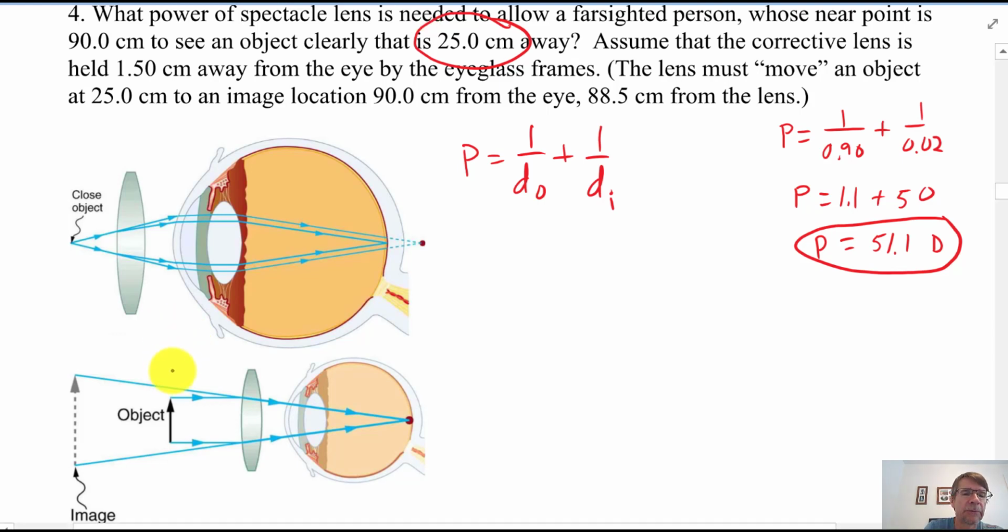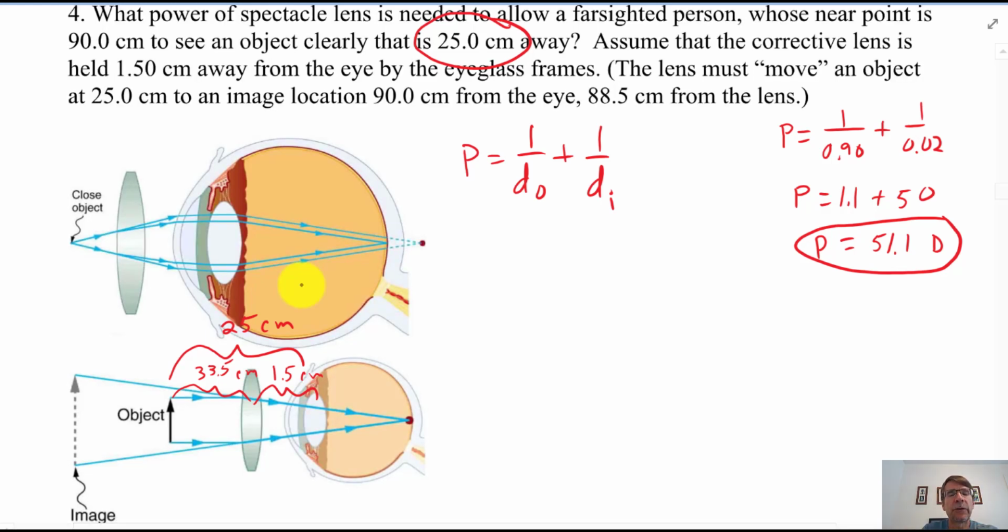In other words, let me draw this out. The object right now is 25 centimeters from my eye. But it's not 25 centimeters from the lens, because this distance is 1.5 centimeters, not to scale. So if you do the math here, that is 23.5. That's how far the actual object is from the actual lens that's going to correct for our vision here.